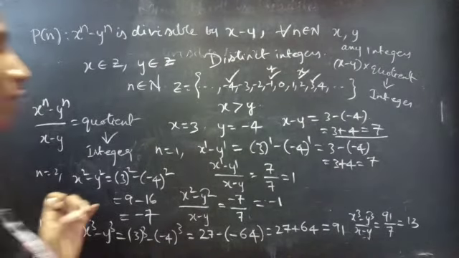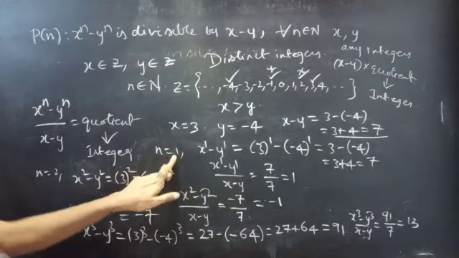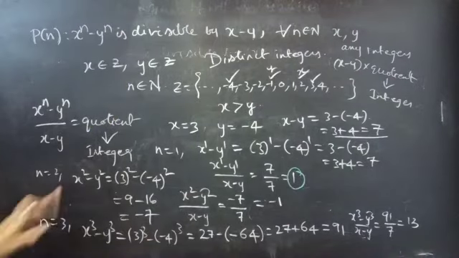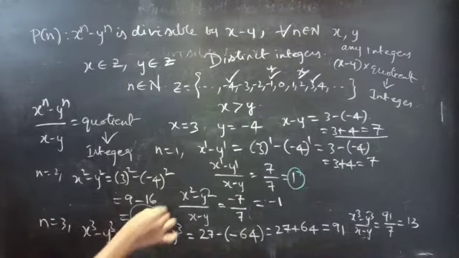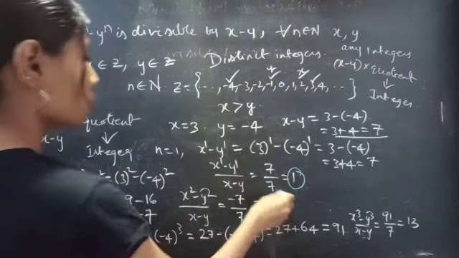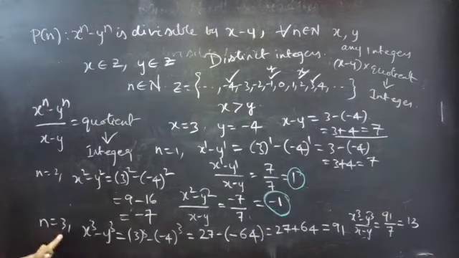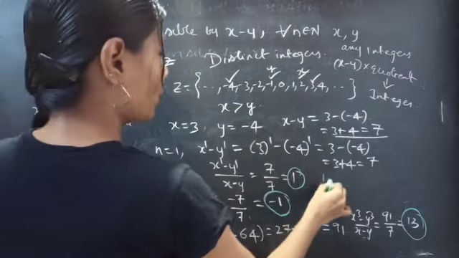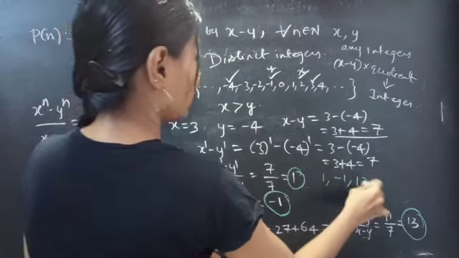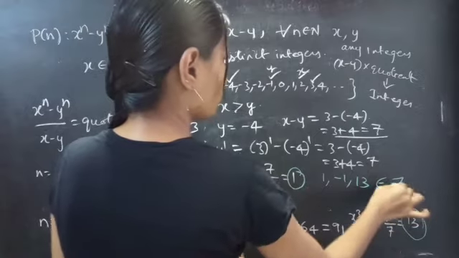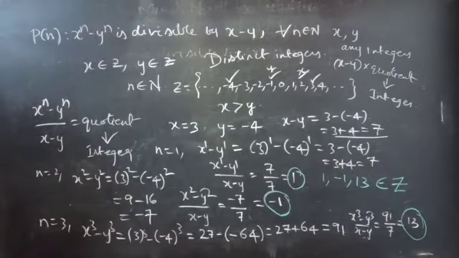So identify the quotients now. When n equals 1, 1 is the quotient. When n equals 2, minus 1 is the quotient. When n equals 3, 13 is the quotient. So we got 1, minus 1 and 13. Obviously, all these numbers belong to integers, right?